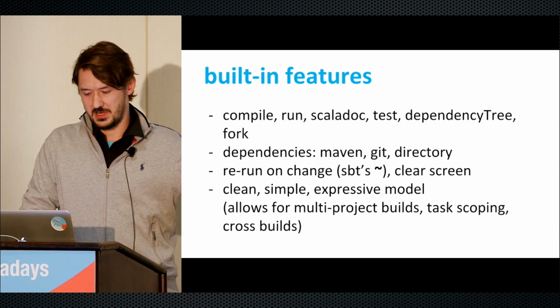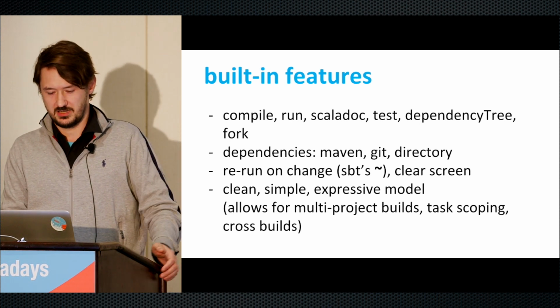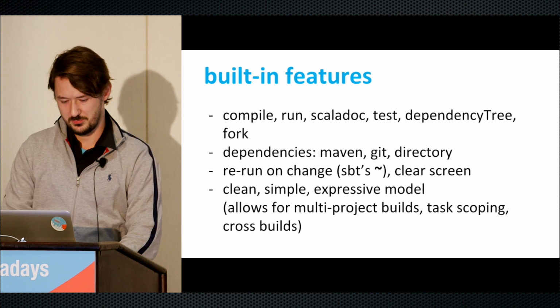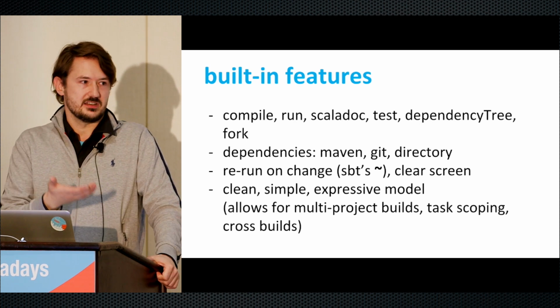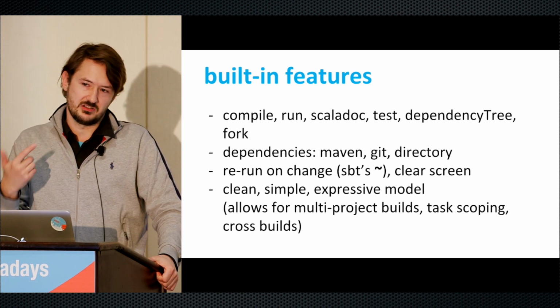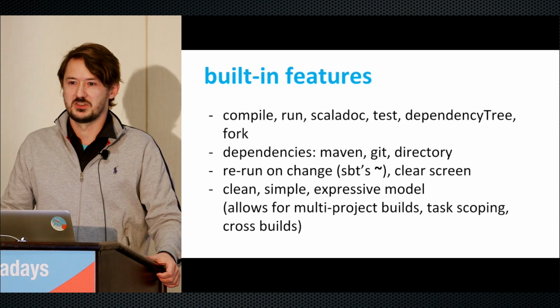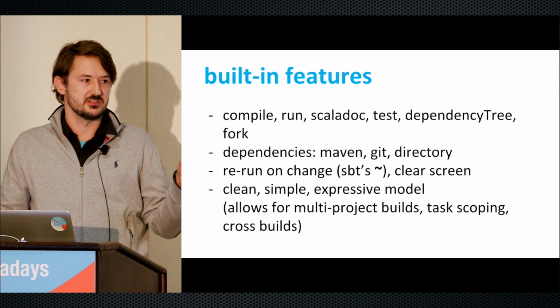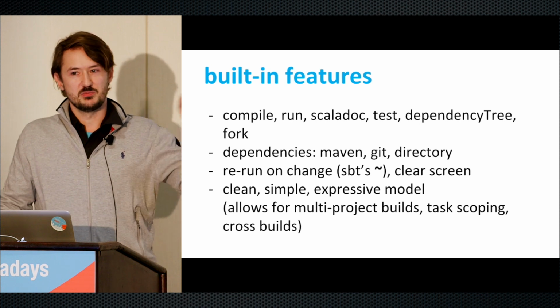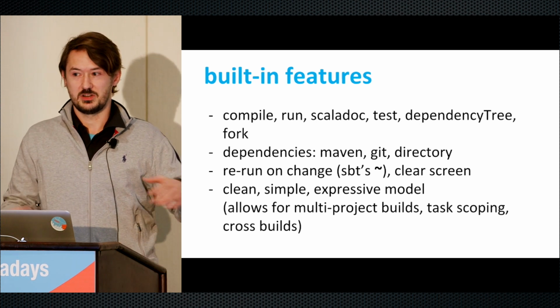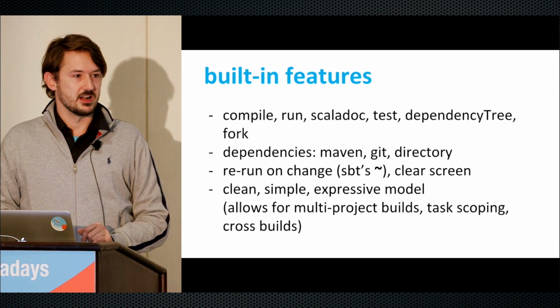You can have dependencies on Maven and Git repositories or directories on your disk. We have the looping thing where, like in SBT, you can have the tilde. It's not called tilde, it's loop. You can just loop over changes. It will detect changes in your sources, in your build file, and in CBT itself, and when anything changes, it will just rerun and rebuild.